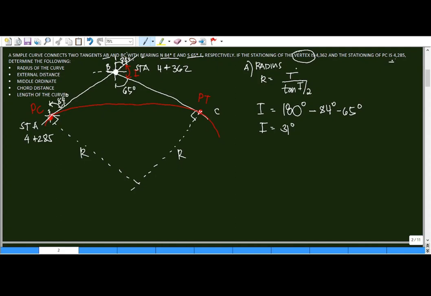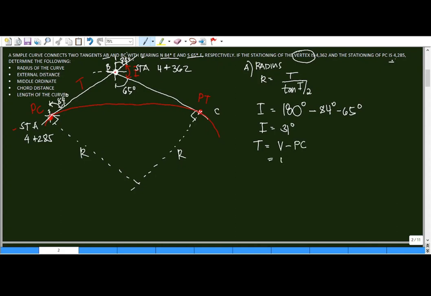Now, how about the tangent line? Wala namang given. Saan ba dyan yung tangent line? Do not forget, yung line from your PC hanggang doon kay vertex, that is your tangent. Given yung station ni PC at saka yung station ni vertex. So, from that, I can determine the value of my T. So, my tangent line is simply equal to your vertex minus PC. Again, given yung stationing.